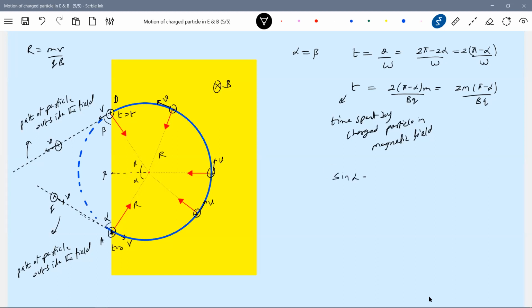So for that, sine alpha is equal to AP by AC. Look at this triangle here. Sine alpha equal to AP by AC. This AC is what? R. So AP is equal to R sine alpha. R is what? mv by qB.